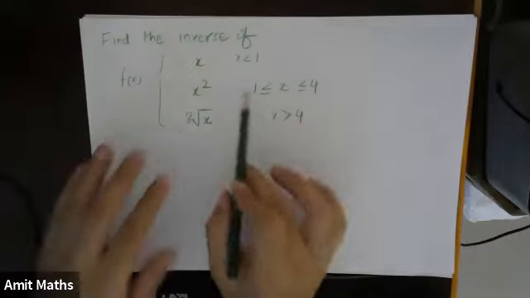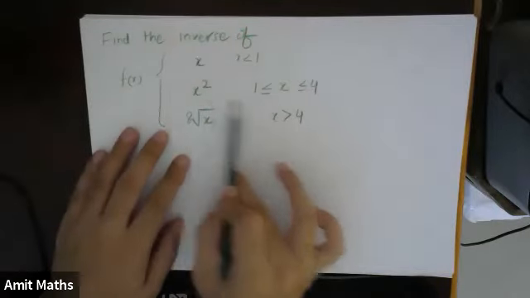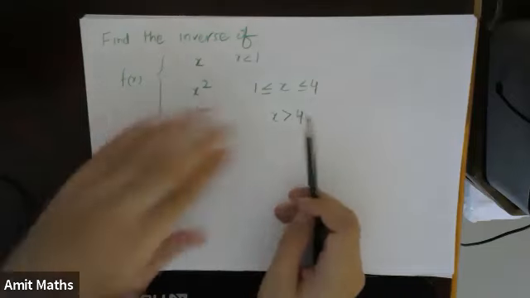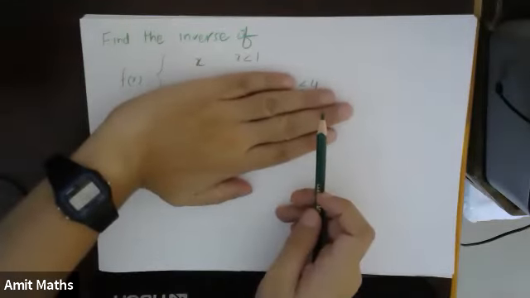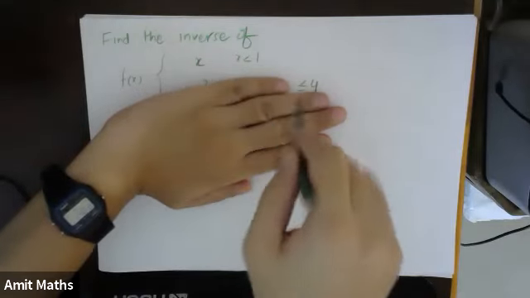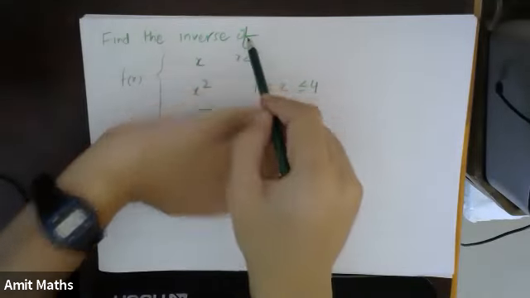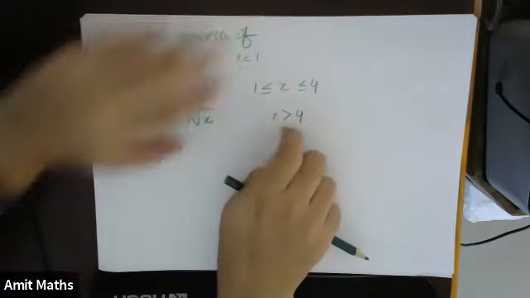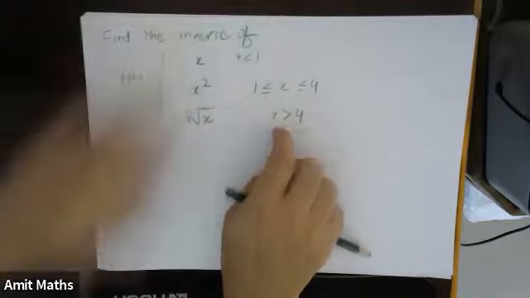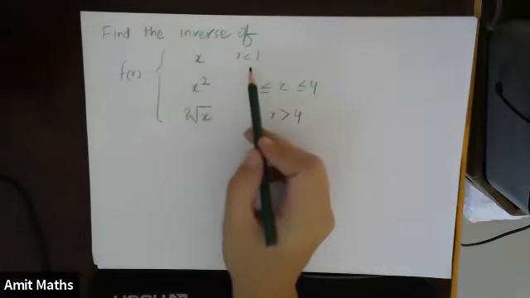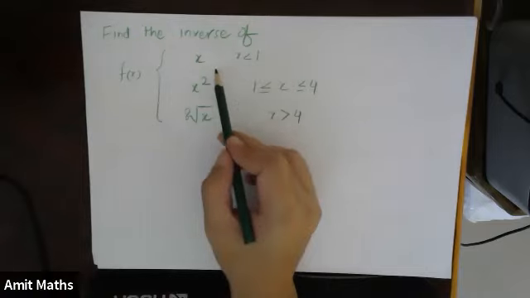So what we have to do is, for different domains, we'll try to solve different parts. First, forget about the remaining two and just solve for the first part. Second, forget about the remaining two and solve for the second. And the last one, forget about the first two and solve the last part. Okay, so first just solve this one. Write the domain and the range of this part.